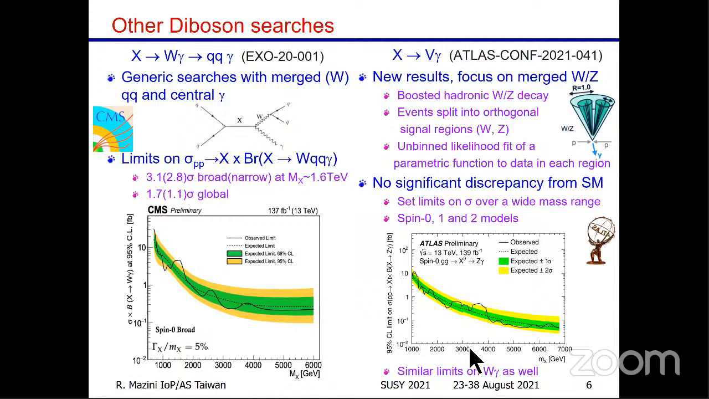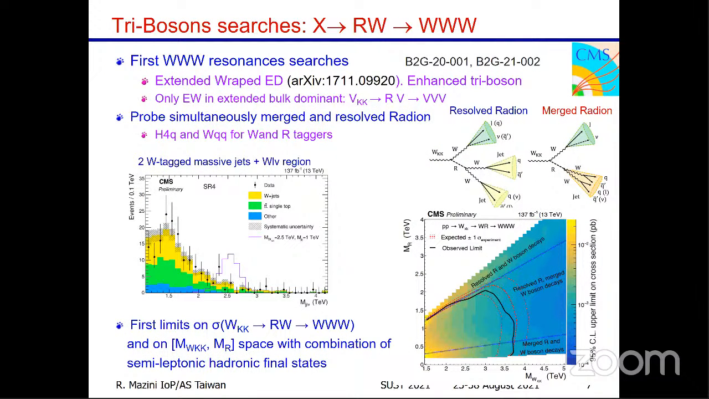Okay, so this is for the diboson. CMS did the first triboson searches by looking at this particular process, with the decay to a radion and the W, and then the radion decaying to the W. So in the end, there are 3 Ws in the final state.